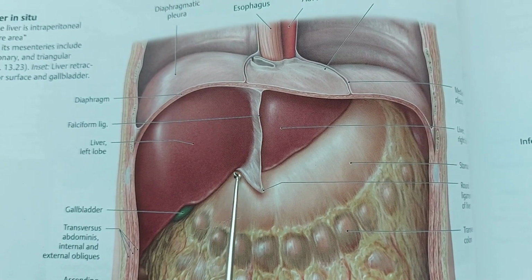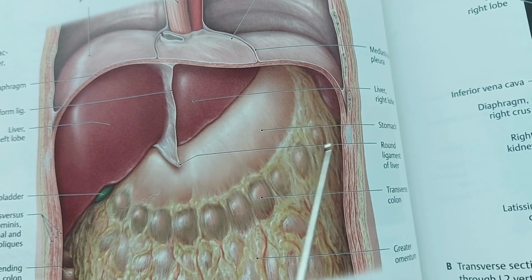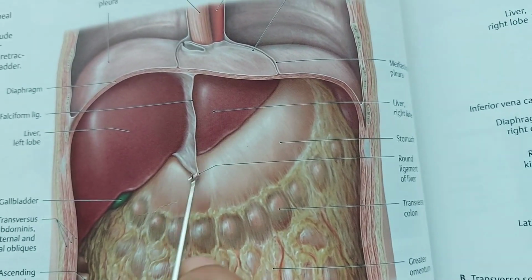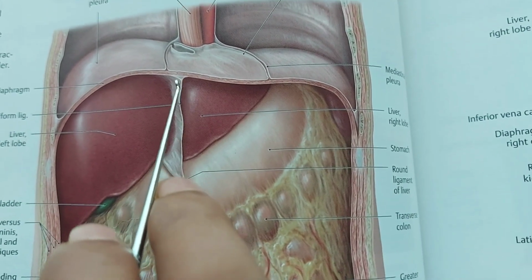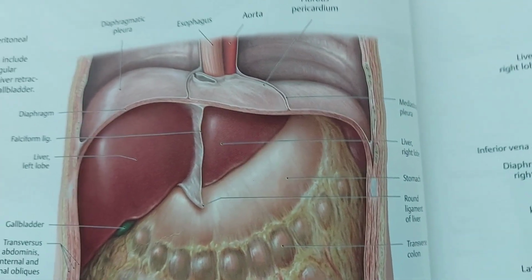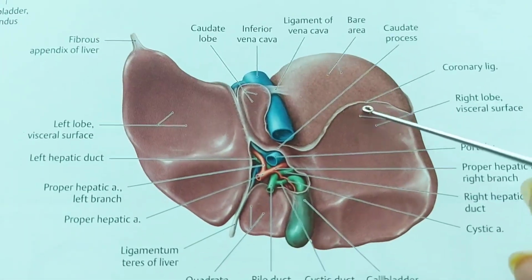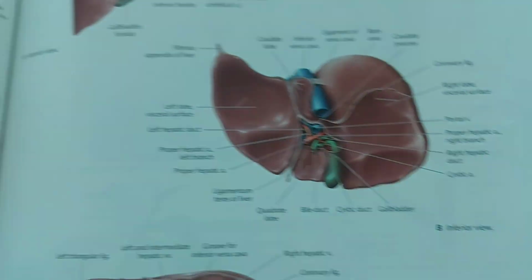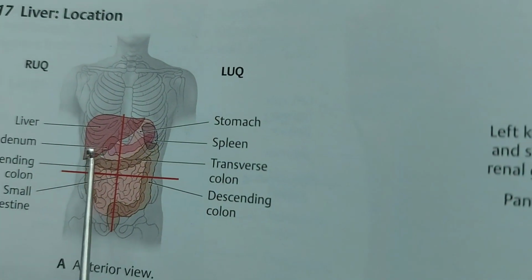At the lower end of this falciform ligament there is another ligament known as the round ligament of the liver, or the ligamentum teres hepatis. There are also some other ligaments on the posterior surface of the liver. Here we can see the posterior surface, and there are some ligaments. These support the liver and hold it in this upper position in the abdomen.